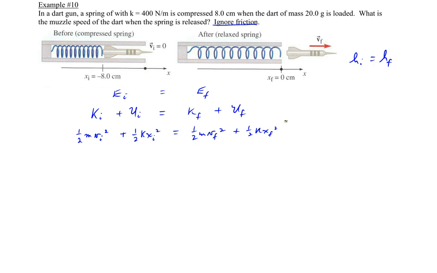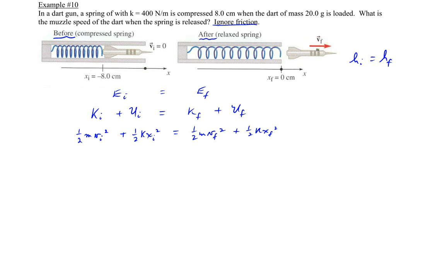Okay, so the next thing is I'm going to write down my givens here. It's always important when you start the problem that you draw a picture. I like to draw a picture of it before and then a picture of it afterwards, and then I label all the given information. So I can see the x initial is 8 centimeters, negative 8 centimeters to the left. The initial velocity of the dart is 0. And then finally, we can see that the spring comes back to the relaxed position, so the final displacement is 0 because it's at the relaxed position. But the dart is now moving, and hence it has kinetic energy.